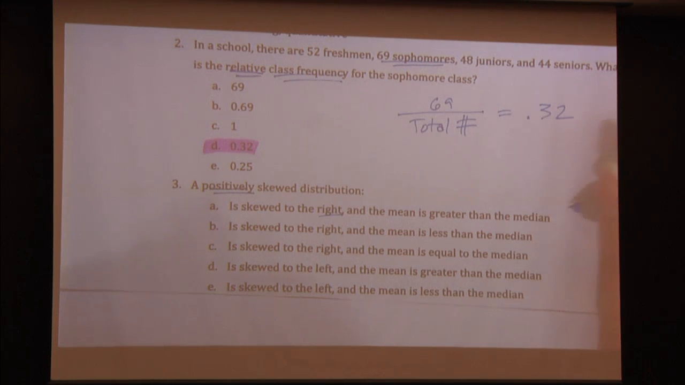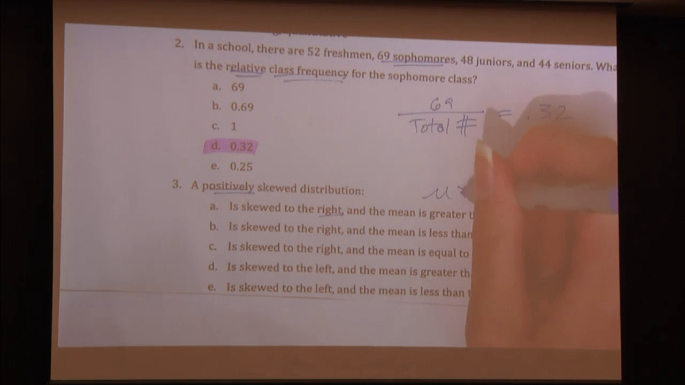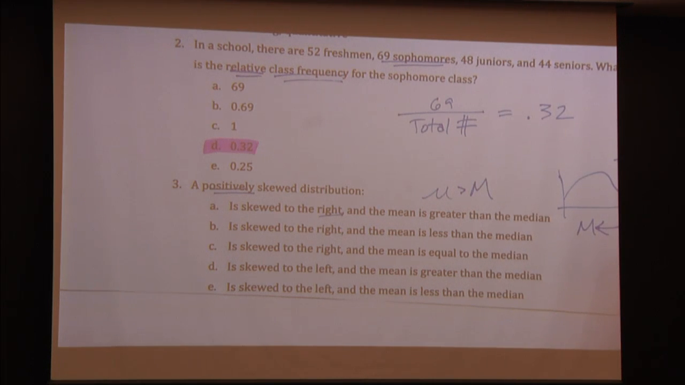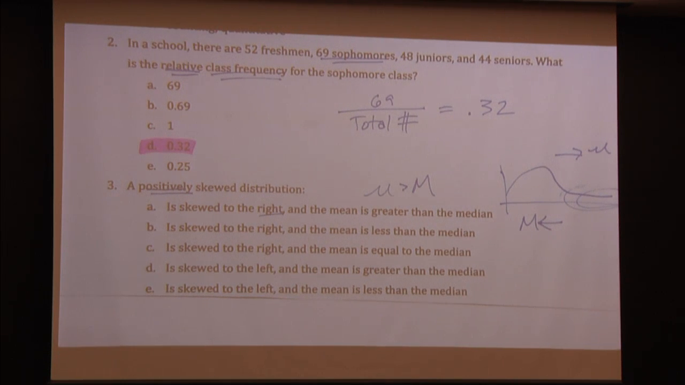So then it would look something like this, where the mean would be more this way, and the median would be more the other way. So our mean is greater than our median. So when we look and we see all these positive values, because what is the mean? How do you find the mean? What's another word for the mean?